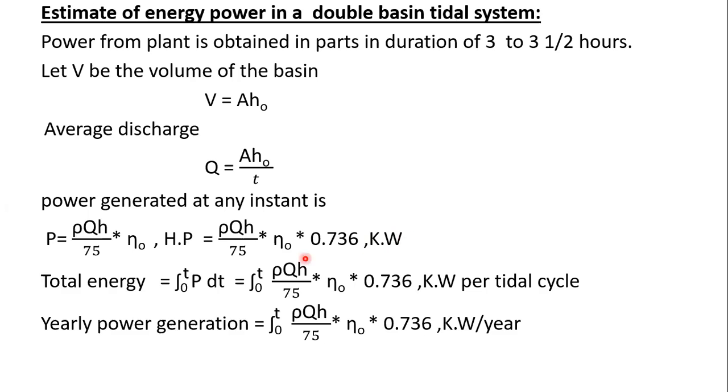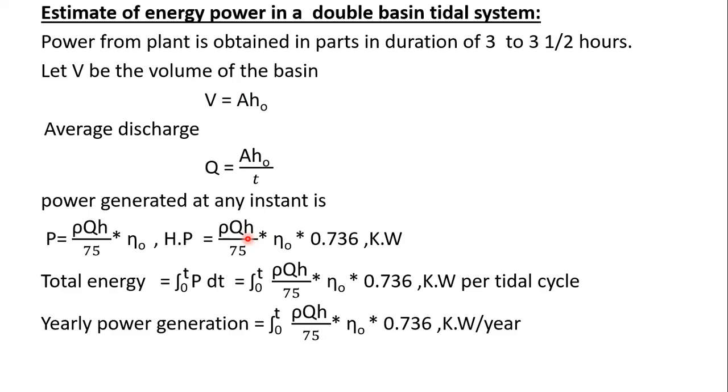Here rho is the average density of seawater. What is the value of rho? We have to remember this value, as it is not given in the problems. We have to take it by remembering the value. So rho is equal to 1025 kg per meter cube. And here H is the available head at that instant, whereas H naught is the water level difference.